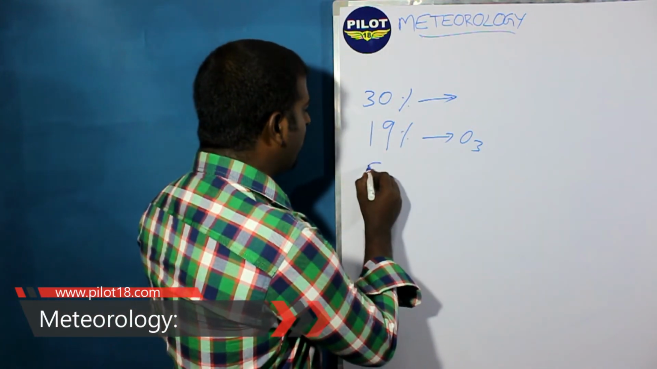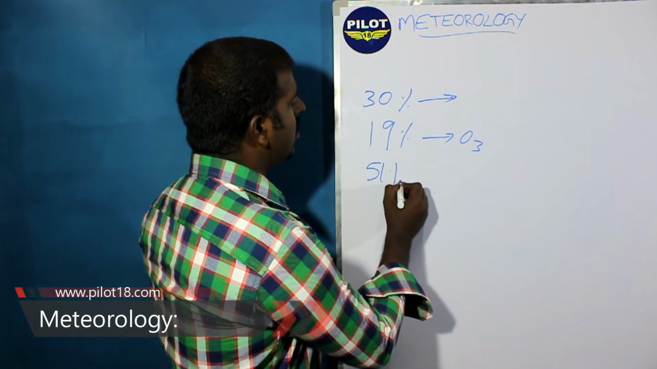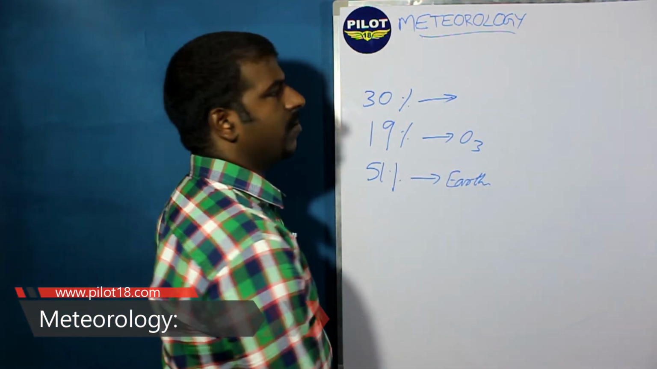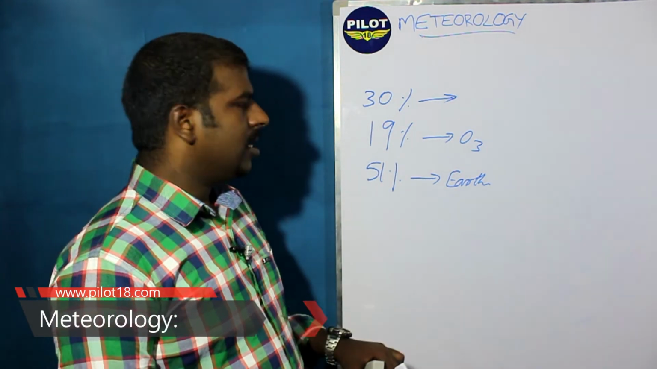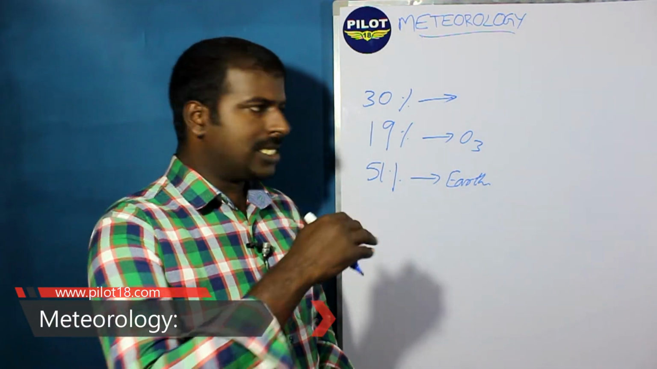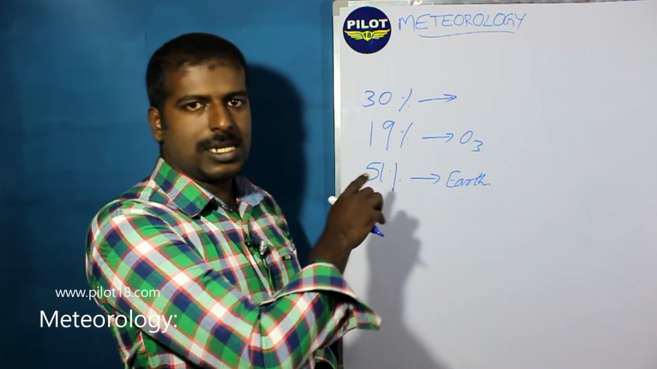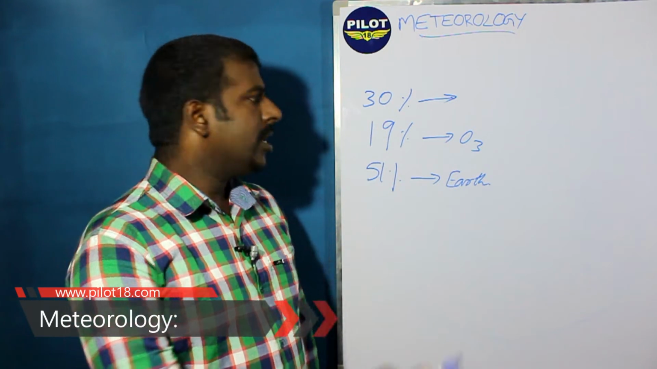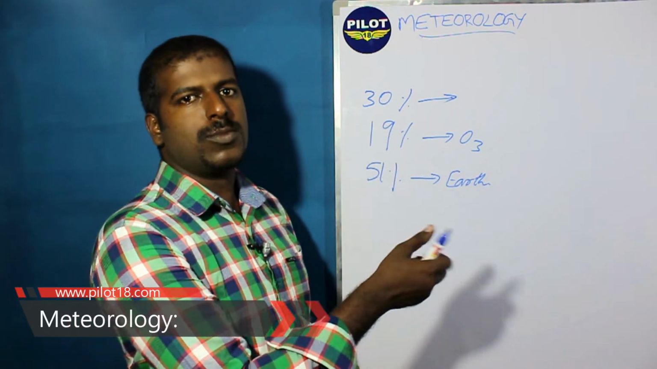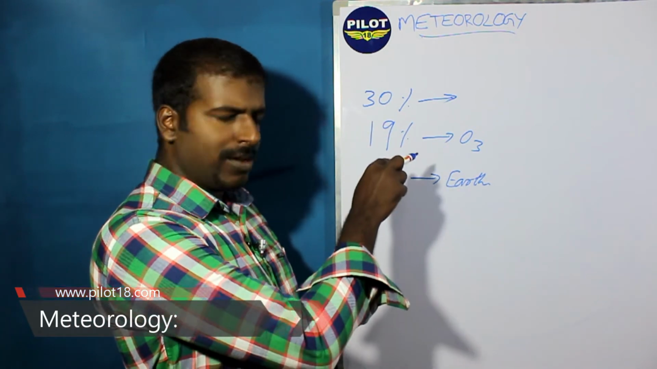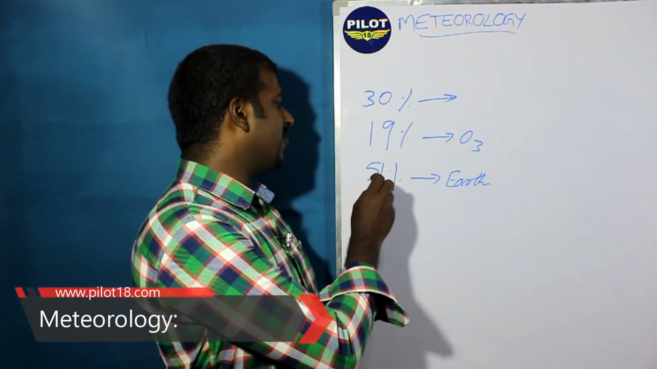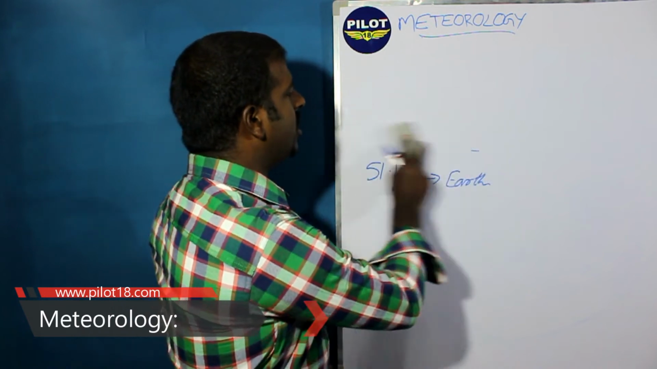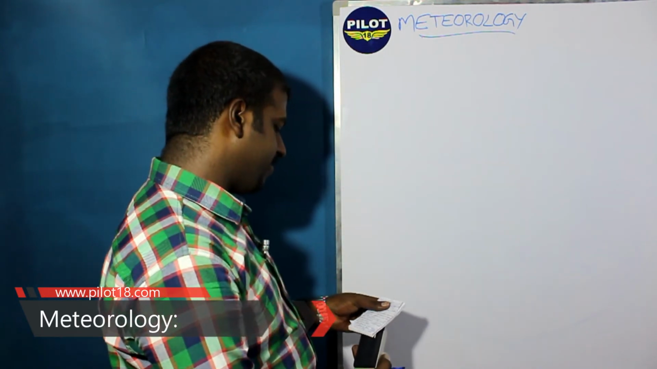Okay. Then 51% is absorbed by Earth's surface. Okay, that is the amount of total solar energy distributed by absorption and reflection. 30% is reflected by the atmosphere, 19% is absorbed by the atmosphere, mainly by UV, mainly by ozone layer, and then 51% is absorbed by the Earth's surface. And what happens to this absorbed energy?